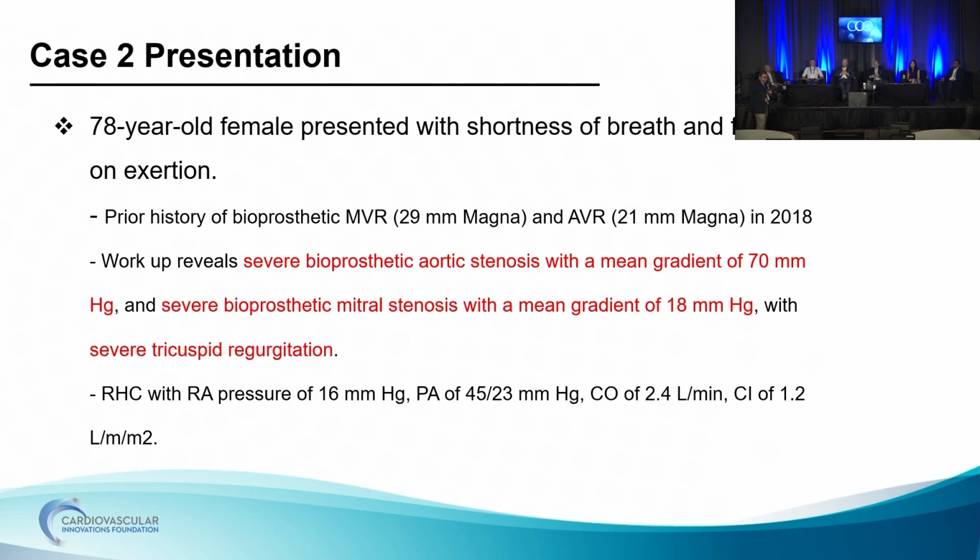So 78-year-old female presented with shortness of breath on exertion, prior history of bioprosthetic MVR 29 Magna and AVR 21 Magna in 2018. She's extremely short of breath. She got sent from the clinic with severe bioprosthetic AS with a gradient of 70 across the 21 Magna, and severe bioprosthetic MS with a gradient of 18 with severe tricuspid regurgitation. Right heart cath was done the next day, and RA pressure was 16, PA was 45 over 23, cardiac output was 2.4, index of 1.2.